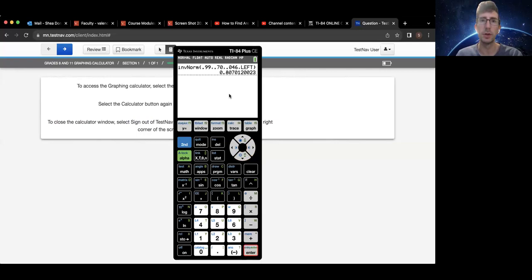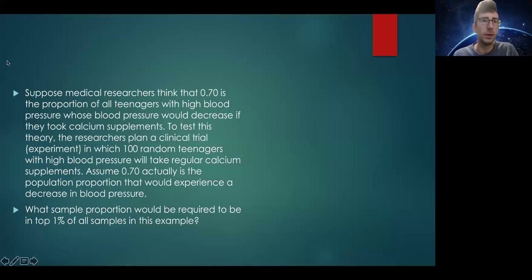Now, if we just hit enter and enter, this tells us that we need a sample proportion of 0.807, or 80.7%, to be in the top 1% of these sample proportions. And that would be our answer.